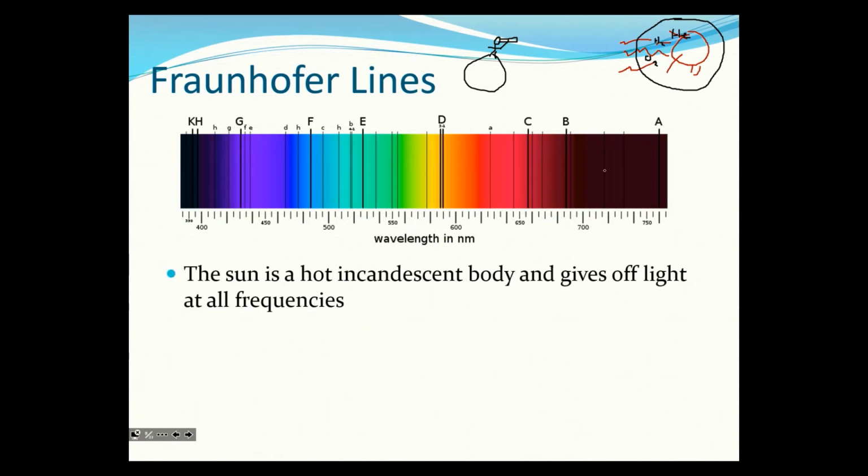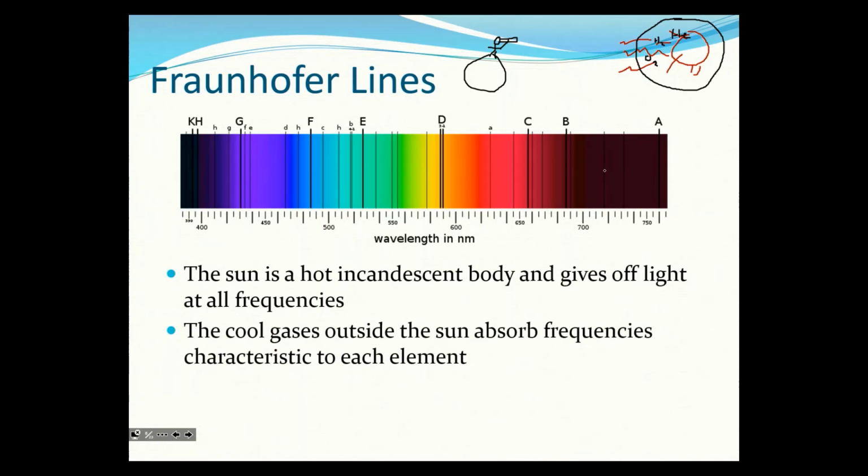So the sun is a hot incandescent body, and incandescent just means glowing, like really hot and glowing, and it gives off light at all frequencies. The cool gas outside the sun absorbs these frequencies, and they're characteristic to each element. So what that means is, okay, I see this D line here. This is neon. I know that the sun has neon in its atmosphere, right? Oh, we get this bright line here.